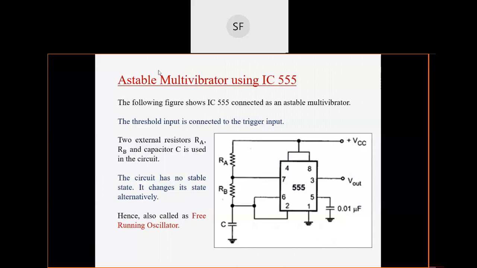And what about astable? As its name also indicates, no state will be stable. So both states will be unstable in an astable multivibrator. In monostable there was one stable state, but here no state will be stable. Hence your output will keep oscillating between high state and low state, low state and high state continuously. This is the main difference between the output waveforms.